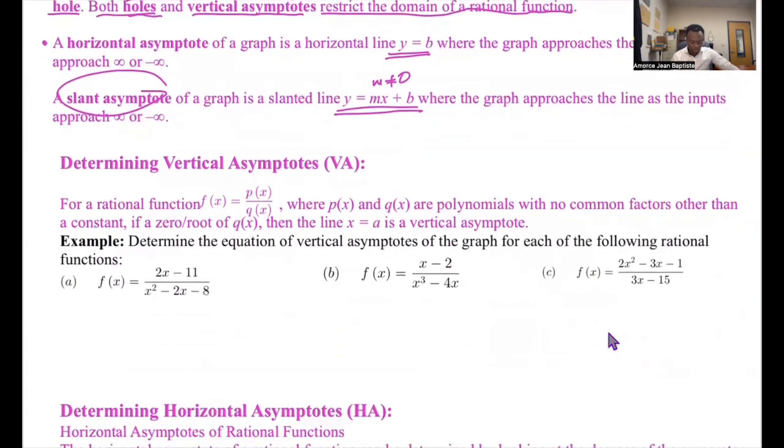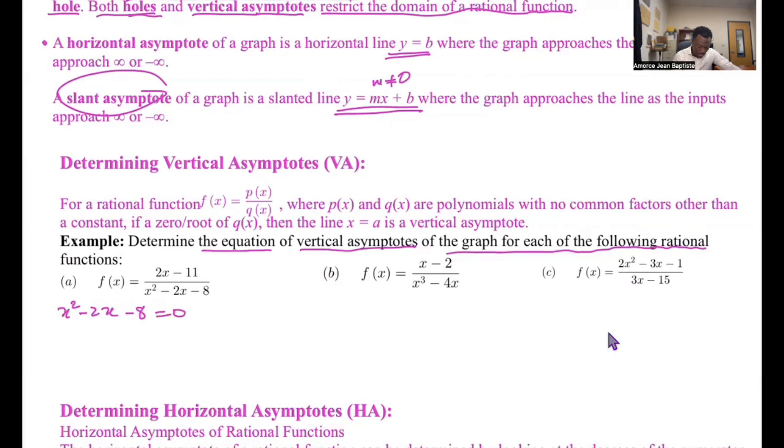So let's find the vertical asymptote for each of the functions. Determine the equation of vertical asymptotes of the graph for each of the following functions. You start it the same way. Start with the bottom of the rational function equals 0. So that's x squared minus 2x minus 8 equals 0. Whatever the x value that makes it equal 0, we create an equation of your vertical asymptote.